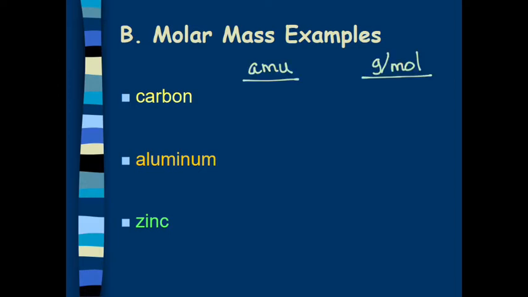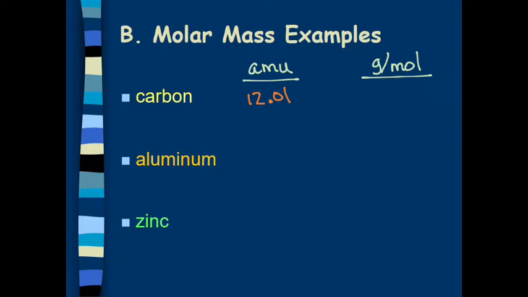If I asked you to find the atomic mass of carbon, you would look at your periodic table, and its atomic mass is 12.01 AMU. That means 1 atom of carbon has an atomic mass of 12.01.